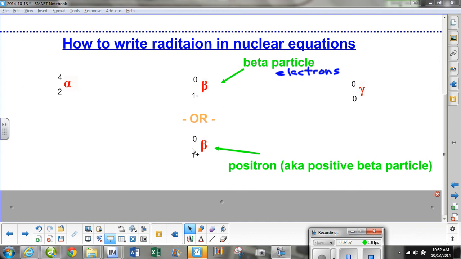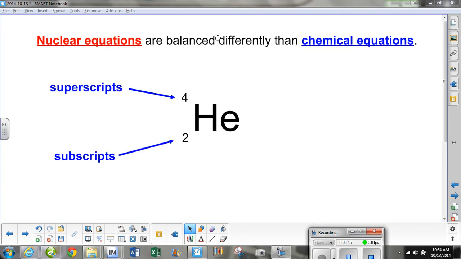But look at this. What is this electron with a positive charge? Beta particle. Yeah, that's a beta particle, all right. And it's also called a positron. So you want to be sure you get that stuff down, because that will help you as you balance these equations. Nuclear equations are balanced differently than chemical equations. Got that, Abe? So, the things that we're going to be balancing, instead of coefficients, which would be out here, we're going to be balancing superscripts and subscripts, which seems really weird, but that's how it works.